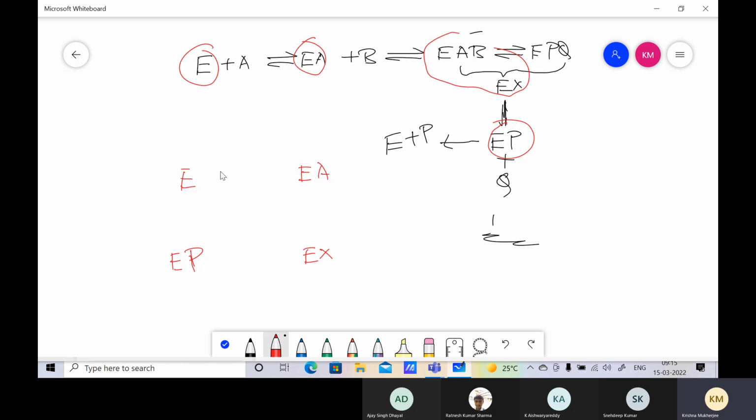And what are the reactions? What is the forward reaction here? It is K1A. The reverse is, of course, K minus 1. This here is, what is the forward reaction? K2, let us say B. The reverse is, of course, K minus 2. Right? What is the forward reaction here? Some K3. But what is the reverse reaction?